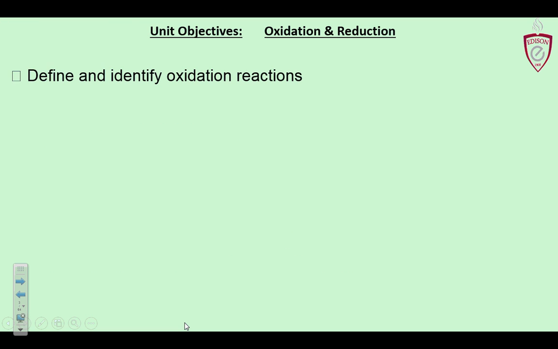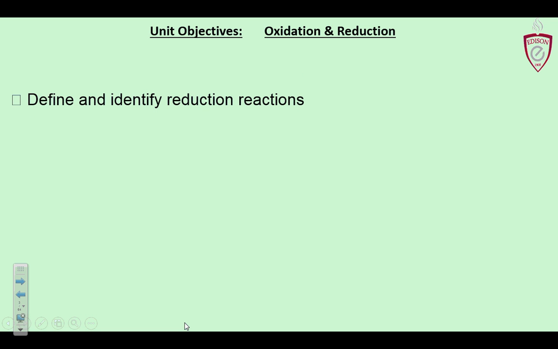What we're going to learn this unit. Define and identify oxidation reaction. So oxidation is a special type of chemical reaction. It has to do with electrons moving around between elements and compounds. So you've got to know how to find them. Yes. Recognize one. And what it means. Yes. And vice versa with reduction reactions.